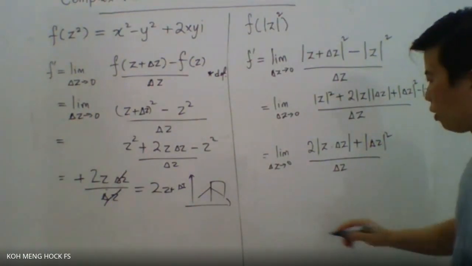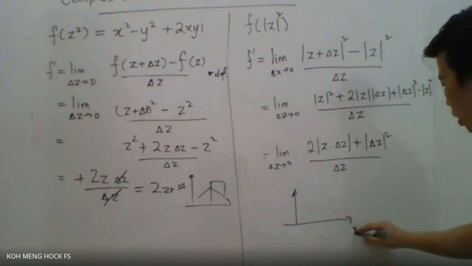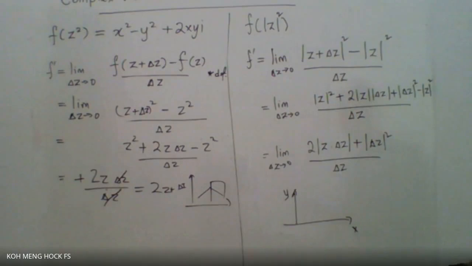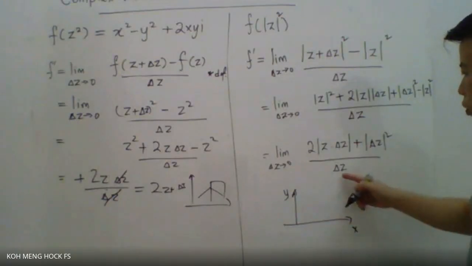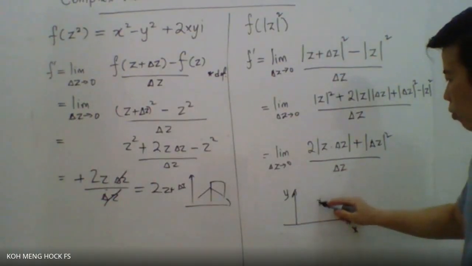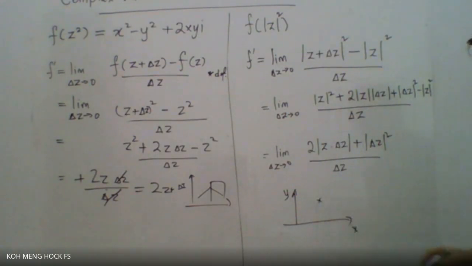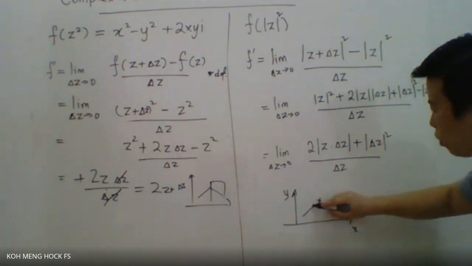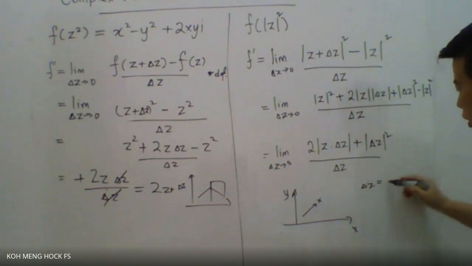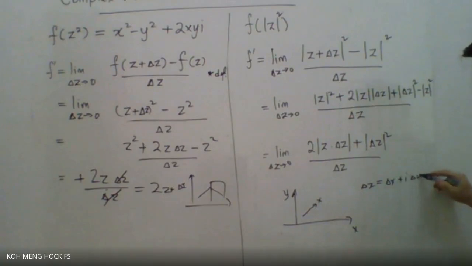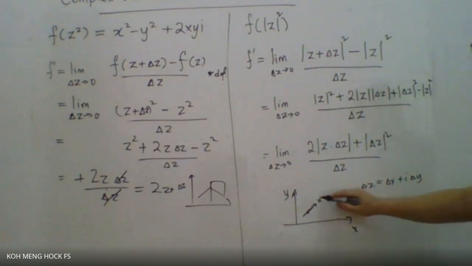So how do we see? Again, we go to the line just now, and this is my x and this is my y. So now delta z is a complex number. So let's say you have a point over here, you want to reach this point. There are many ways to go through it. So let's say, for example, you increase delta x in a straight line. Delta z is going to be delta x plus i delta y, right? So you're going to increase in a small direction, and then you will reach this point, right?